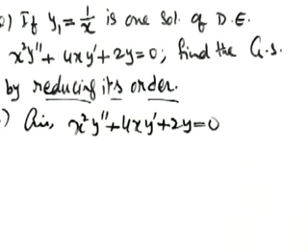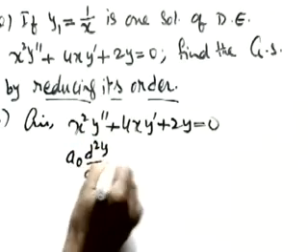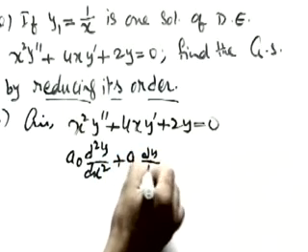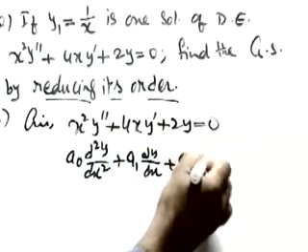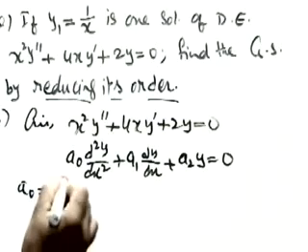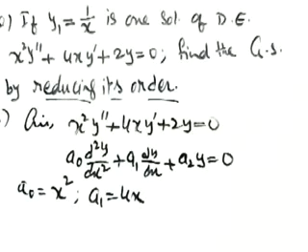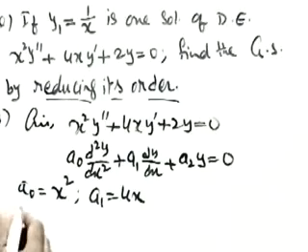Now see on the board, we have written one question: y1 = 1/x is one solution. One solution is already given, then solve the differential equation by using the reduction of order method. First, let me compare this with the general equation a0 d²y/dx² + a1 dy/dx + a2 y = 0. Comparing, a0 is x², a1 equals 4x, and a2 equals 2. We don't require a2, no need to write it. So this is the first step.